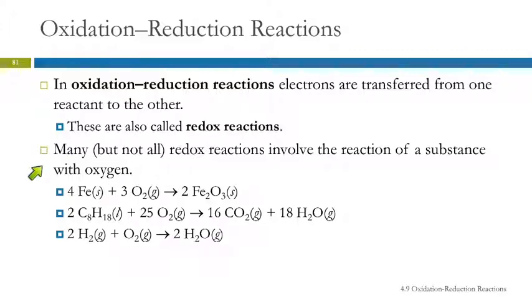So many, but not all, redox reactions involve something reacting with oxygen. And that's actually where the term oxidation came from. It was something reacting with oxygen, so they said it was oxidized. So here's examples of iron reacting with oxygen, forming rust. That's an oxidation reaction. Octane burning, we looked at that one earlier. That's oxidation reduction. And hydrogen reacting with oxygen to form water is also an oxidation reduction reaction.